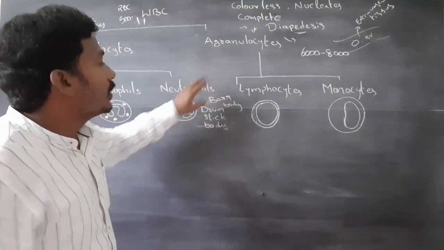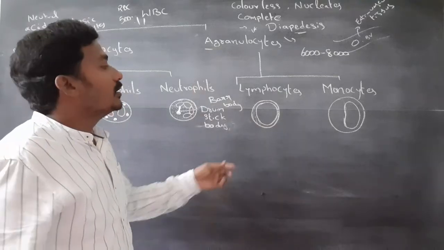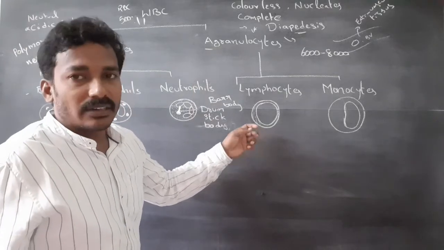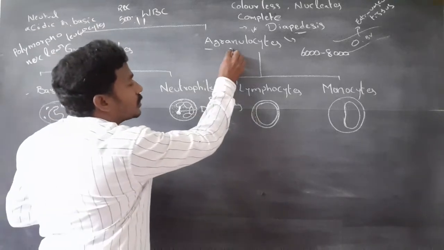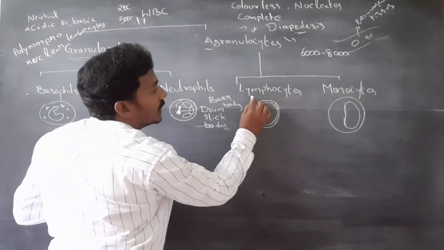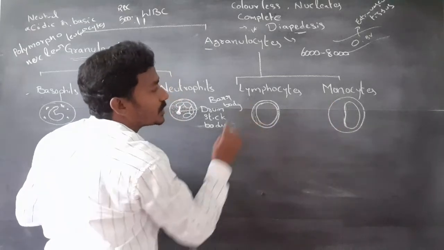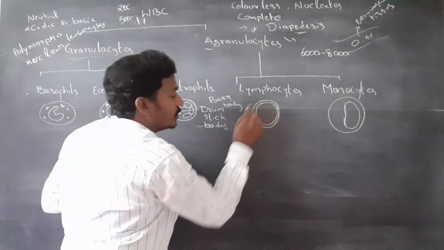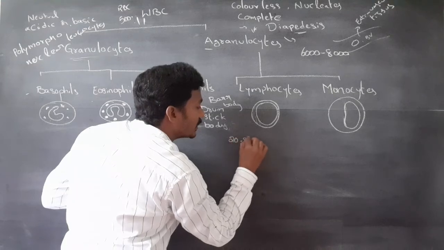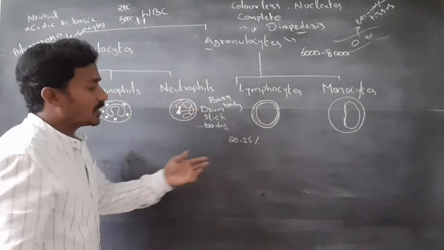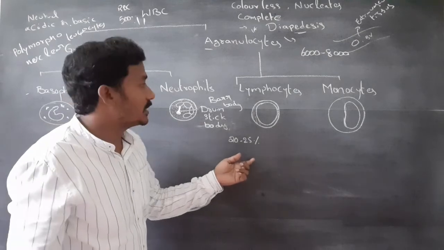Agranulocytes: granules are absent in agranulocytes. The nucleus is not divided into lobes. Agranulocytes are of two types, lymphocytes and monocytes. Lymphocytes occupy 20 to 25 percent of the total leukocytes.